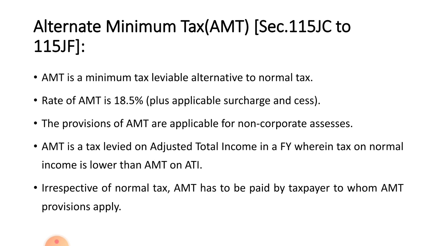Remember that point also. The provisions of alternate minimum tax are applicable only to non-corporate assessees. For corporate assessees, that is for companies, MAT is applicable, that you know already. So, for non-corporate assessees only this alternate minimum tax is applicable under section 115JC to 115JF.